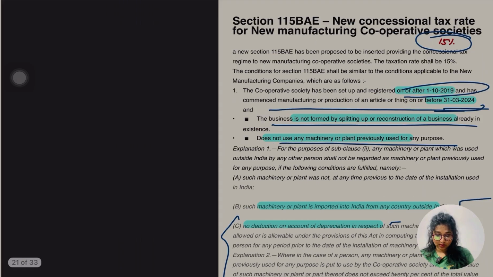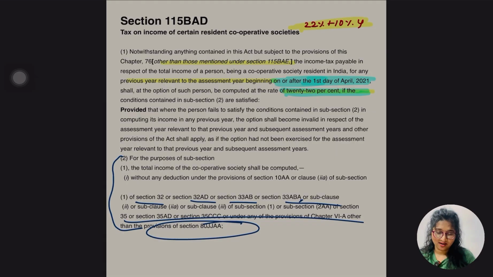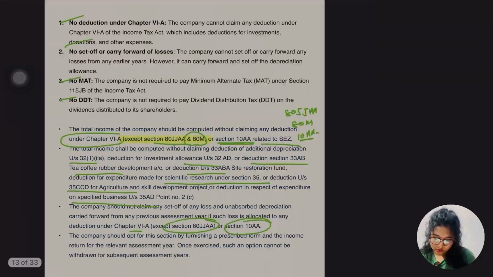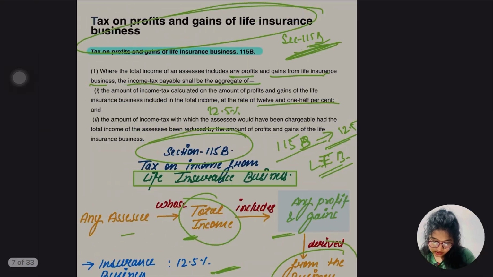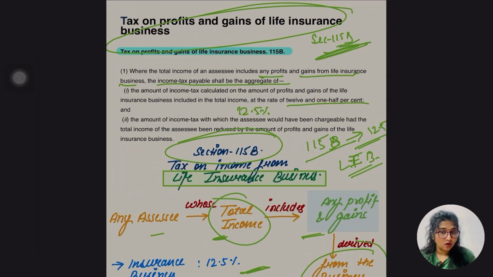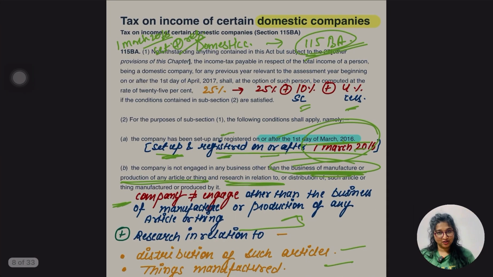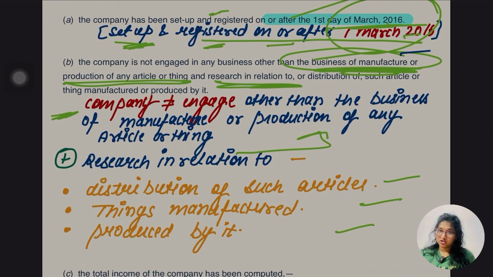So what I told you in these sections, let's do the revision, otherwise there will be too much confusion. So yes, I'll be very quick. In section 115B, which was for life insurance, 12.5%, and for income other than the life insurance business, the normal tax slab. For the next section, domestic company, but the company which is set up and registered after 1st March 2016, only those companies can avail this benefit, and the company should not engage in any other product or business other than the manufacturing and production of articles and all.